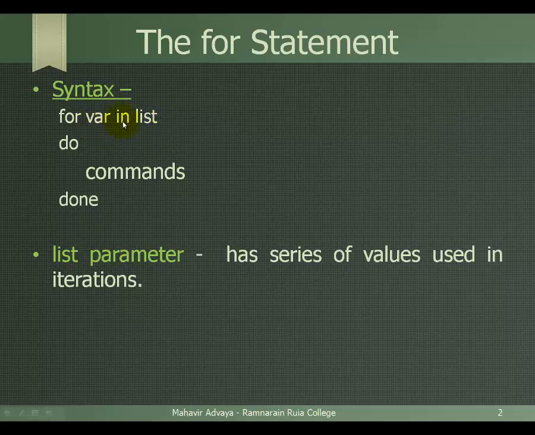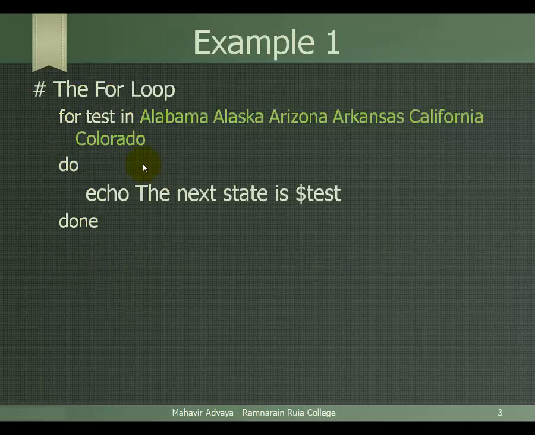For var in list. Now list is the parameter that has a series of values that can be used for the iterations. So for, do and done: all the statements between do and done will execute. Till the for loop condition is not satisfied, the loop will execute in iterations. We'll see an example for this.